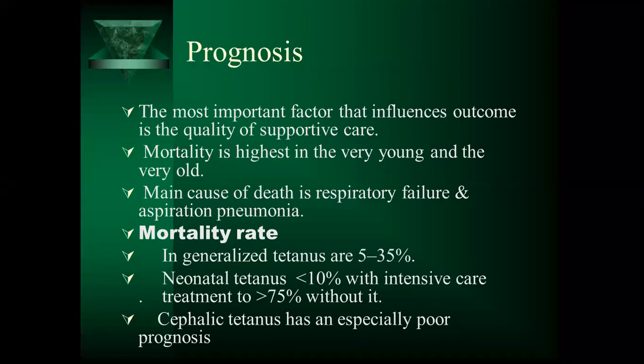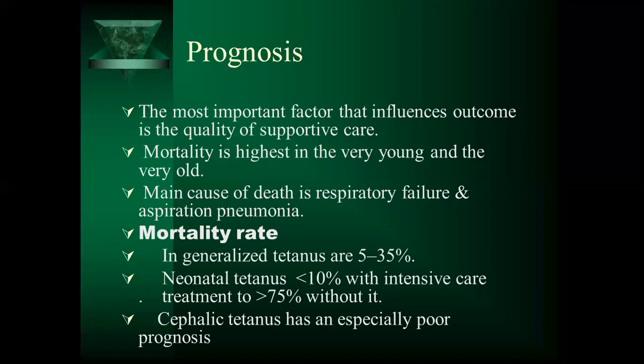Then what is the outcome or the prognosis of a patient with tetanus? The most important factor that influences outcome is the quality of supportive care. You have to remove the exotoxin, neutralize it with antibodies, and give antibiotics. But for the 2 to 6 weeks, supportive care is very important regarding the outcome of the patient. Mortality is highest in the very young and the very old. The main cause of death is respiratory failure and aspiration pneumonia.